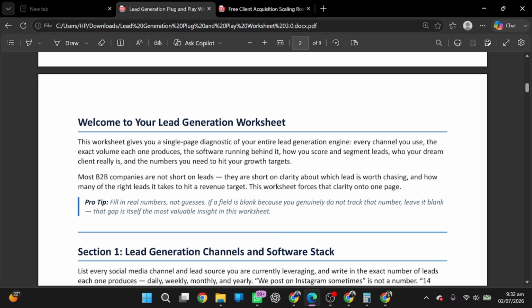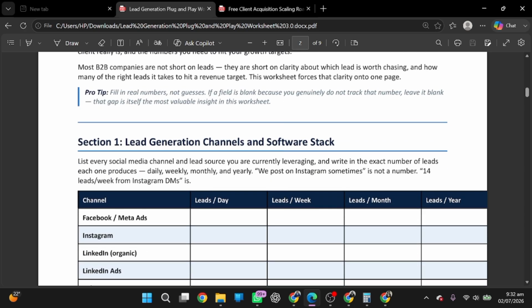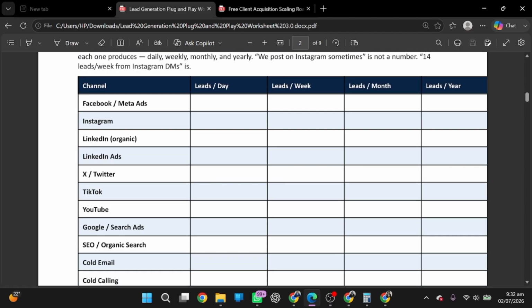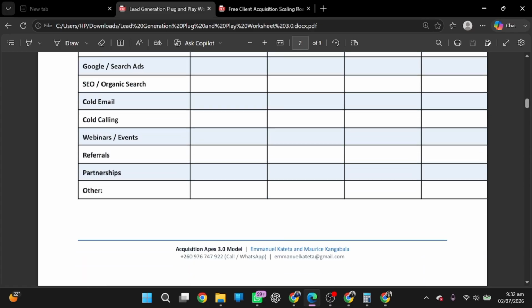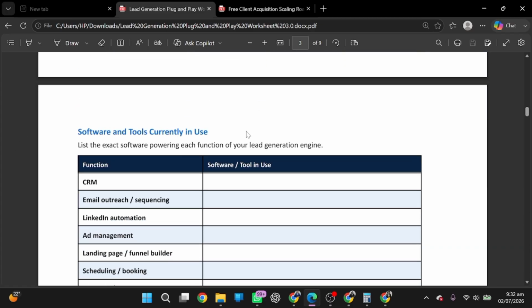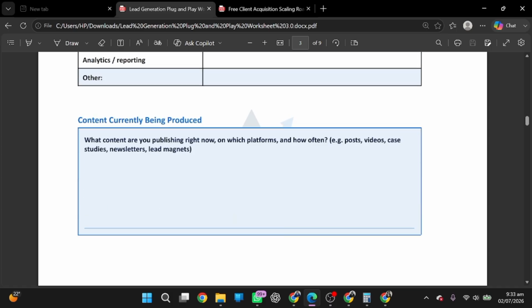The gap itself is the most valuable insight in this worksheet, so we know exactly where to improve on. So section 1, you have your lead generation channels and software. Which one of these do you use? Put in the exact real numbers here. Then the softwares and tools, what softwares are you currently using? Here, show us the softwares used.